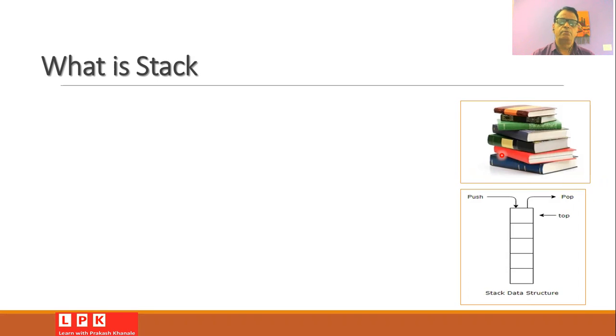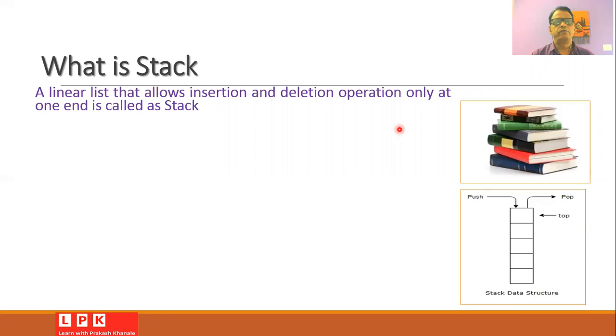You will find that most of the concepts that we practice in computer science are actually brought from real life, and this concept of stack is also brought from real life. So stack we can define as a linear list of elements which allows the insertion and deletion operation only at one end. In case of books, whenever you want to remove any book, you have to start from the top only, and whenever you want to add any book, again you have to start from the top only.